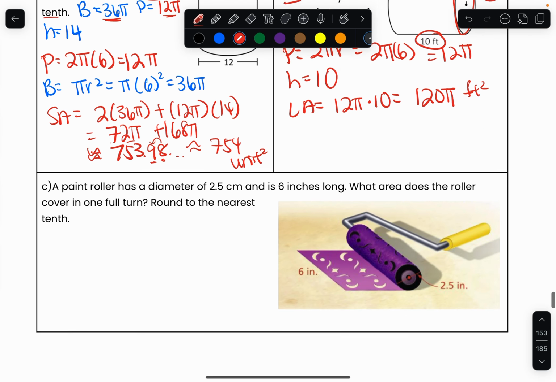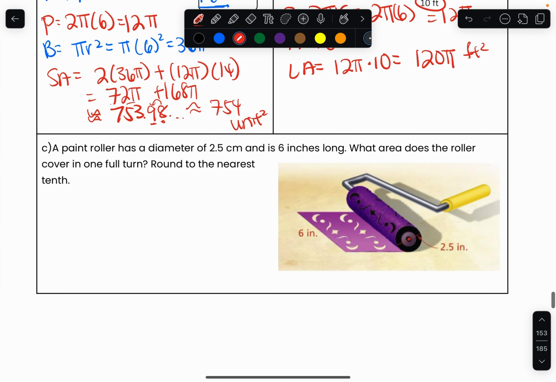Okay. Moving on to the last question we have, it says a paint roller, well, for some reason it looks like a cake, but has a diameter of 2.5. If it has a diameter of 2.5, then my radius here will be exactly half of this, which is 2.5 divided by 2, which means my radius here will be 1.25. Now, it says which is 6 inches long, so this means my cylinder here is going to be 6 inches. Now, what area does the roller cover in one full turn? What this means is asking you to find my surface area.